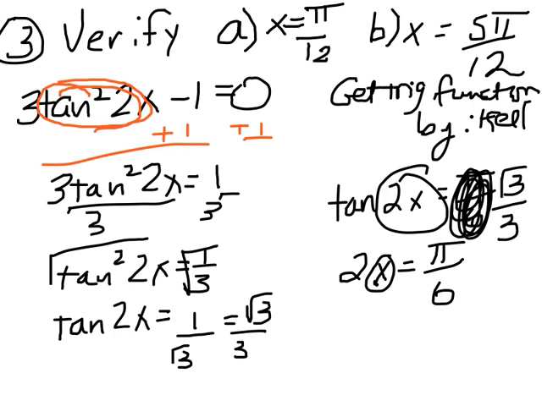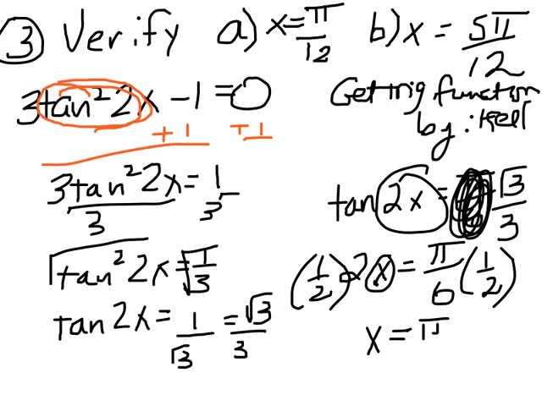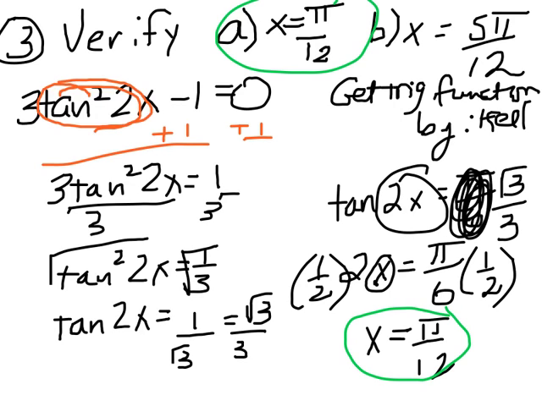Aren't we just going to solve for x like we normally would, right? So we multiply both sides by a half to get rid of the 2, and x would be pi over 12. Well, looky here. Here's x, and look at that. That's the first solution.